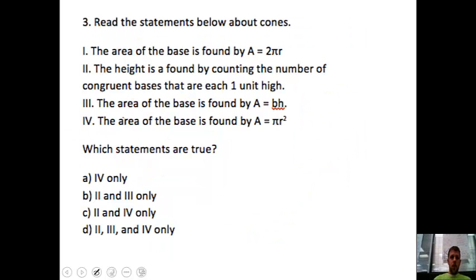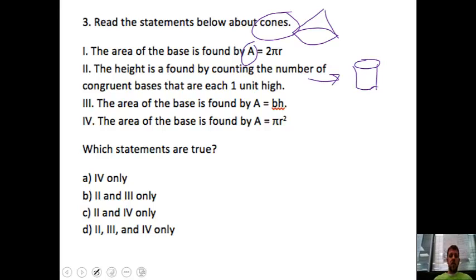Alright, number 3. Read the statements below. Which statements are true? This is about cones. So, be careful. Sometimes it says cylinders and the answer changes. The area of the base is found by 2 pi r. No, that's not true. The height is found by counting the number of congruent bases each. No, that's for a cylinder.